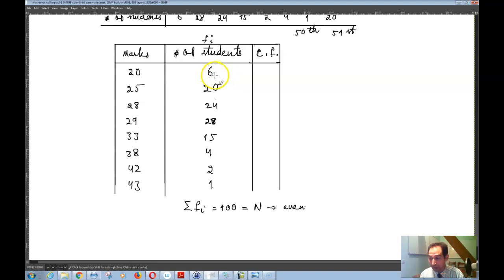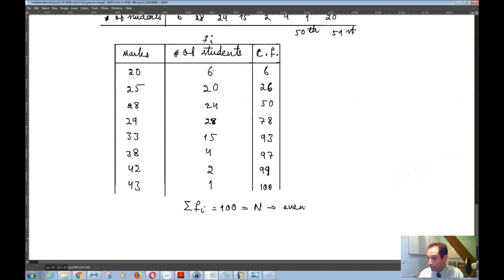Now that is very simple. It's basically the same thing that I did over here in order to get to those observations. For example, I start with a 6, and then 6 plus 20 is 26. 26 plus 24 is equal to 50. 50 plus 28 is 78, and 78 plus 15 is 93, and then 93 plus 4 is 97, 99, and 100. So that's basically the same thing that we did, but in a more organized way.